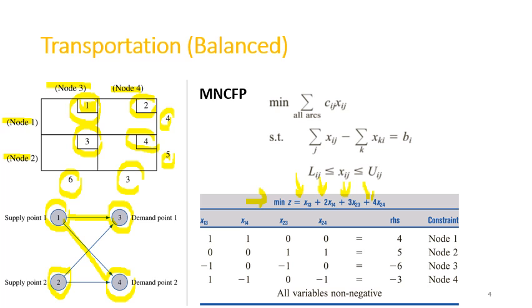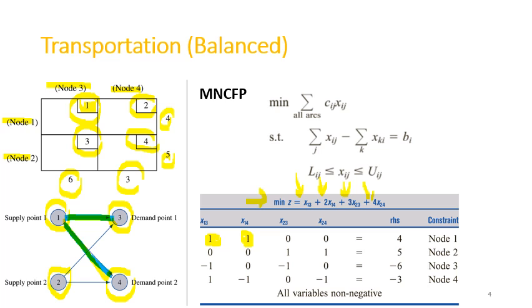Now it's time to formulate the flow balance constraint for each node in the network. So we have 4 nodes here, and we're going to formulate the constraint for each of those nodes. First for node 1, let's see what is going out from node 1. We have x13 going out from 1, and then we also have x14 going out from 1.